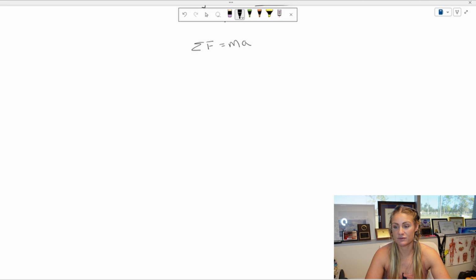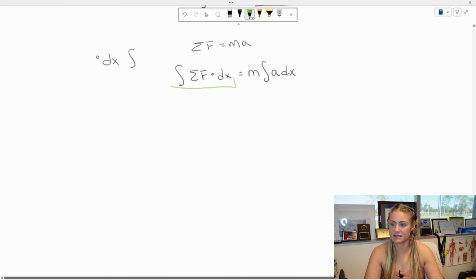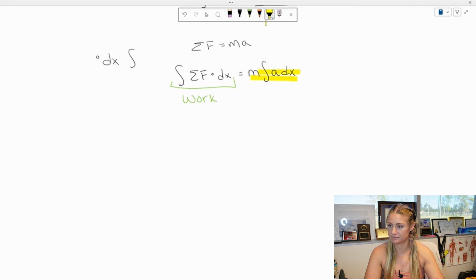The first thing I'm going to do is dot this with dx and take the integral. So I'm going to integrate both sides, and dotted with dx it is going to equal m. I took the m out just because m is constant, right? And then I'm going to dot it with dx, okay? So this integral would be from x1 to x2, and the same with this force. This is the definition of work, okay? I want to focus right now on this side, okay?